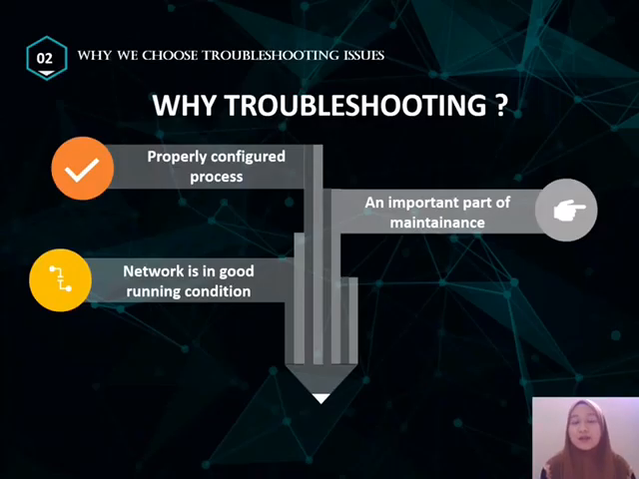Secondly, why we choose troubleshooting for these TCP/IP topics. Firstly, because we want to properly configure the process. Once we find out the best way to take care of these TCP/IP troubleshooting problems, we can overcome all the problems that happen on other days. Secondly, because it is an important part of maintenance. And the last one is that the network is in good running condition. When we find out the best way, we can care for and maintain the good running condition.